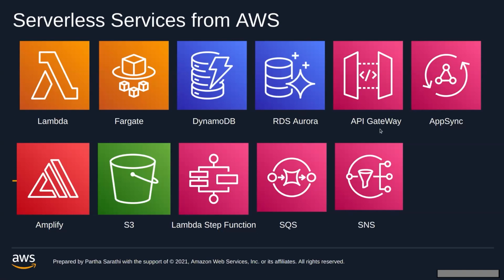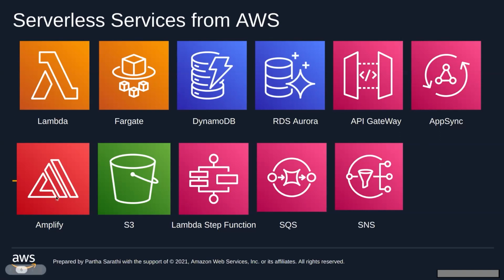API Gateway is a REST API builder. You can create REST APIs, HTTP APIs, and WebSocket APIs with API Gateway. This is an awesome serverless service from AWS. AppSync is a very latest, cutting-edge service from AWS for GraphQL APIs. You can build your GraphQL APIs with AppSync, and it will automatically use DynamoDB as its data source.